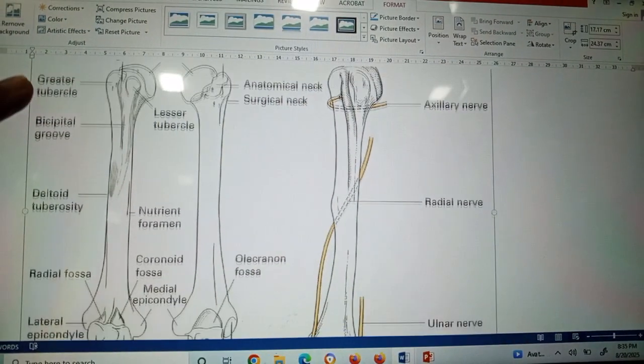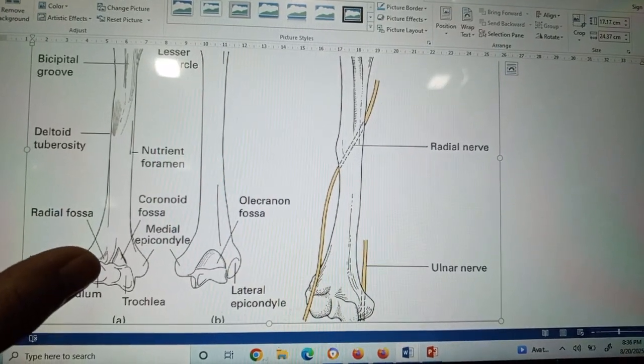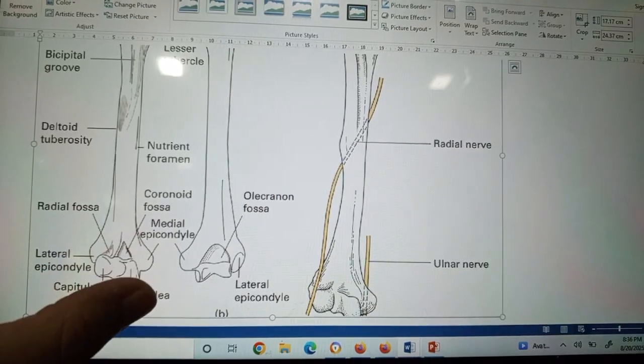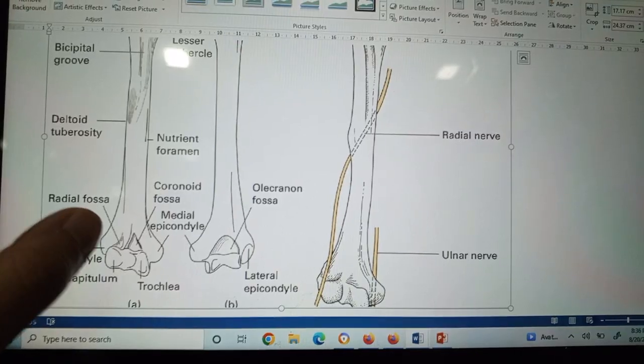and this is the radial fossa, and this is the coronoid fossa. The radial fossa will be on the radial side, and the coronoid fossa will be on the ulnar side. This is the medial epicondyle, and this is the lateral epicondyle.